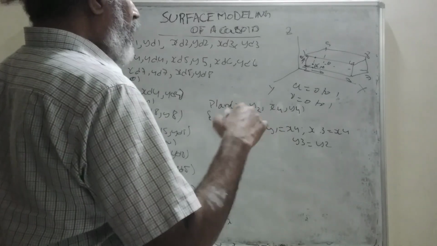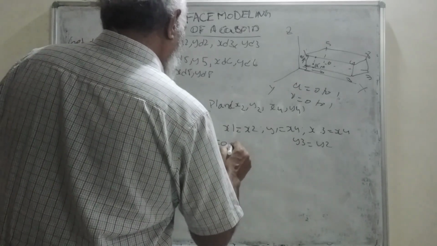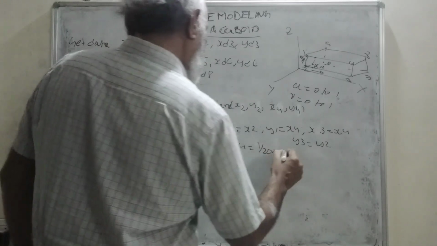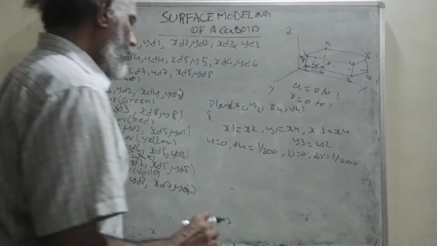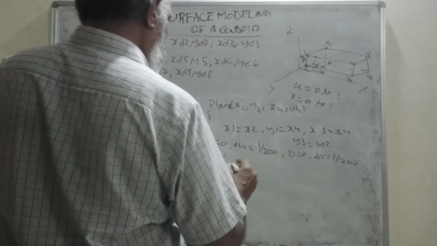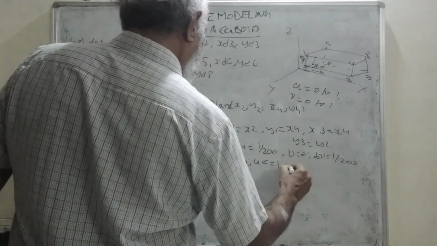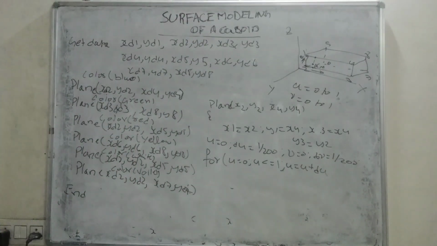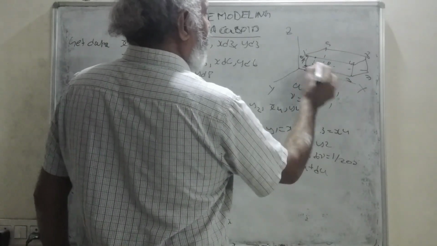In this plane, we are trying to generate a coordinate on the plane. So u is equal to 0. This is a parametric value. du is equal to 1 by 200. Similarly, v is equal to 0. dv is equal to 1 by 200. Okay. Now, for u is equal to 0, u less than or equal to 1, u is equal to u plus du. In this case, you are incrementing u in this direction and getting 2 coordinates on the 2, 3 and 1, 4 edge.